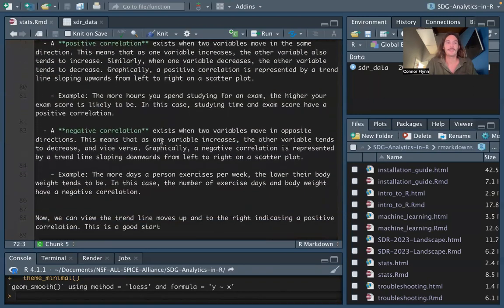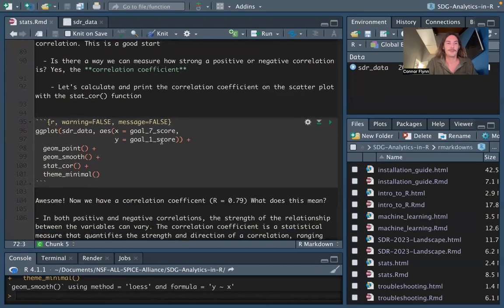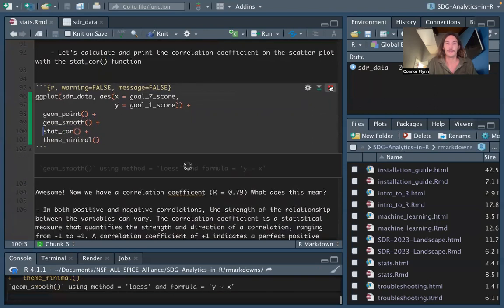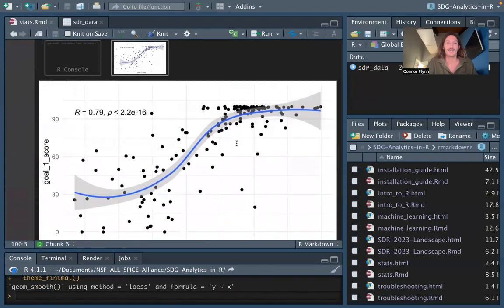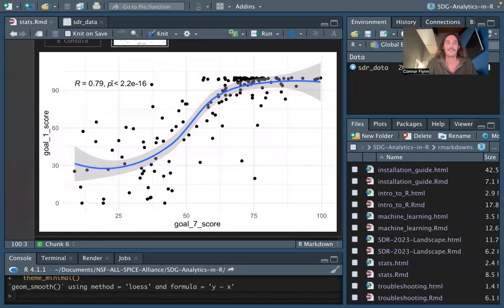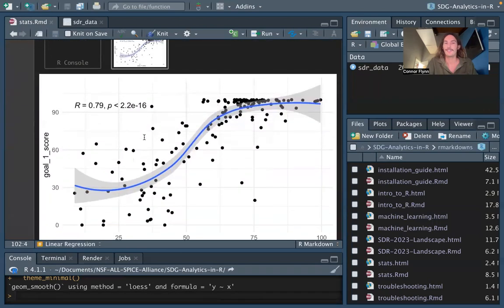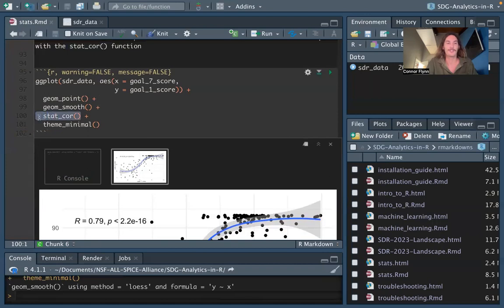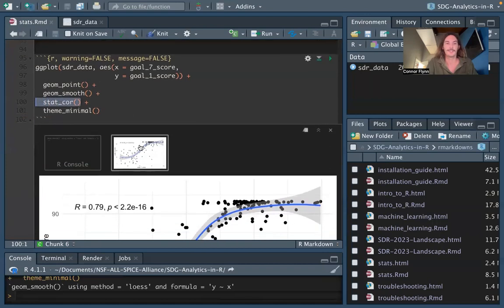Then we think about, okay, positive and negative correlations that we covered just before. And here's where we use the stat_cor function. So again, we're just building on top of that scatter plot one at a time. We use geom_point to create the scatter plot, and then geom_smooth is what adds that line. And now the stat_cor function is what adds that correlation coefficient. We see that negative 0.79 and the p-value that is below 0.05, indicating some statistical significance. And that all comes just from this stat_cor function from that ggpubr package.